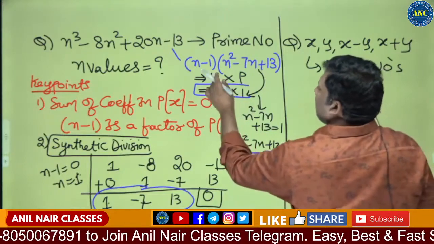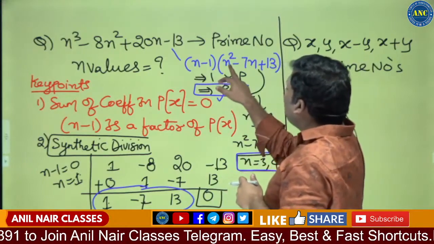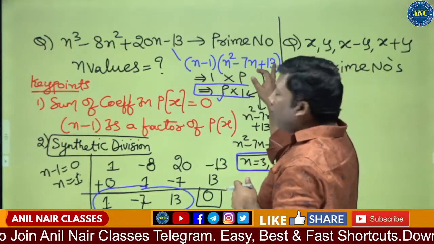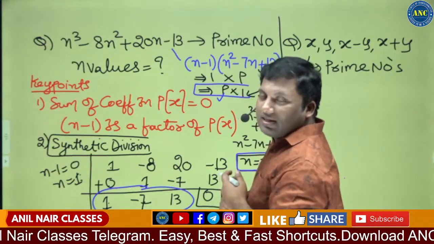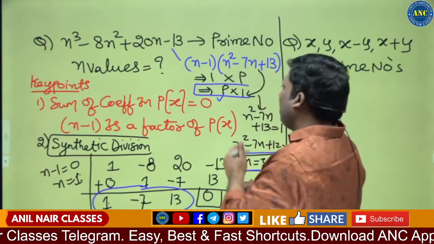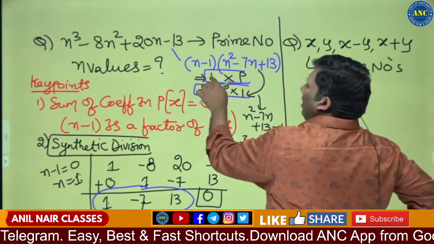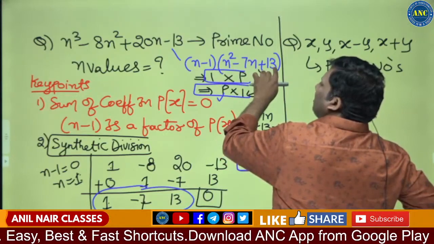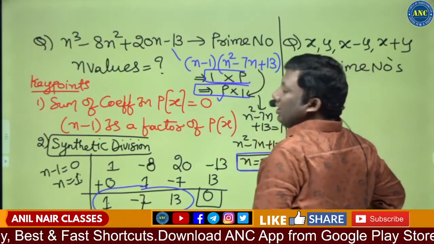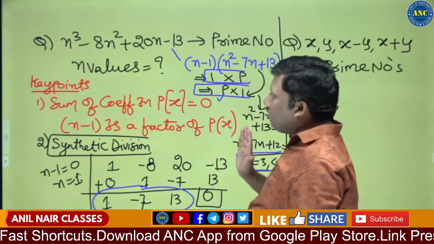Suppose if I take this equation, n minus 1 is 1, n is 2. 2 square plus 13, 4 plus 13, 17. 17 minus 14, 3. Check if this is giving you a prime number. n is 2, 2 square 4, 4 plus 13, 17, 17 minus 14, 3. If it is giving you the answer, substitute the answer.